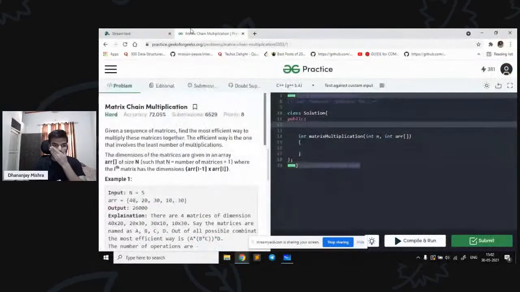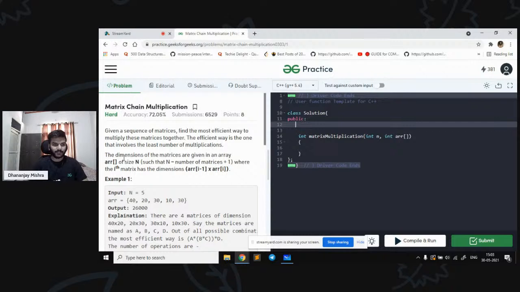Before moving further, let us discuss what the problem was. Let me know if my screen is visible to you. So this is the problem of the day. The name of this problem statement, as we discussed, is matrix chain multiplication, and as you can see it is a hard level problem. So let us now read the problem statement.